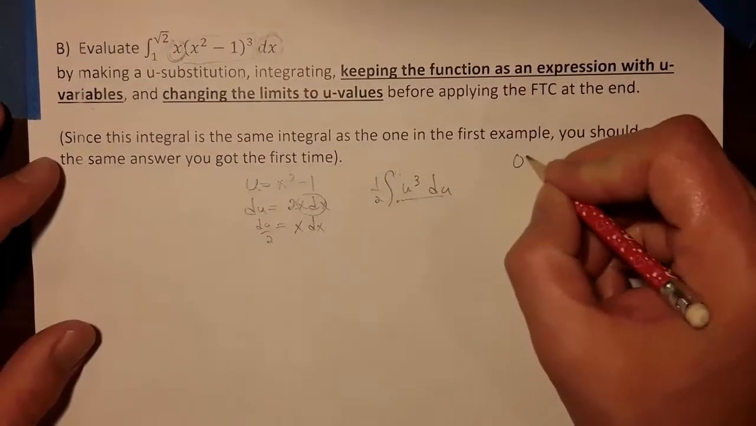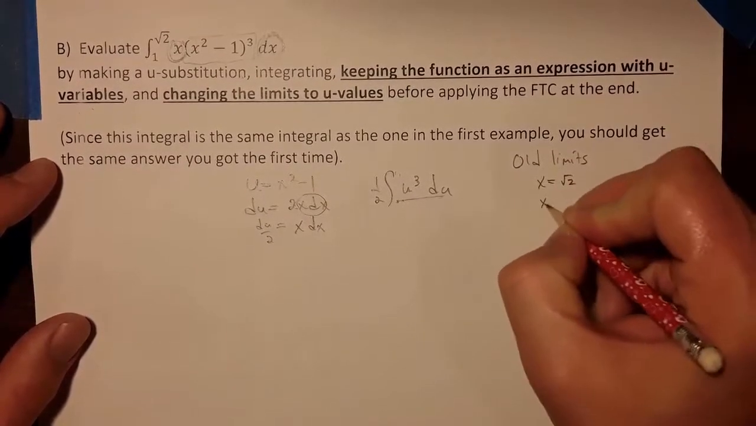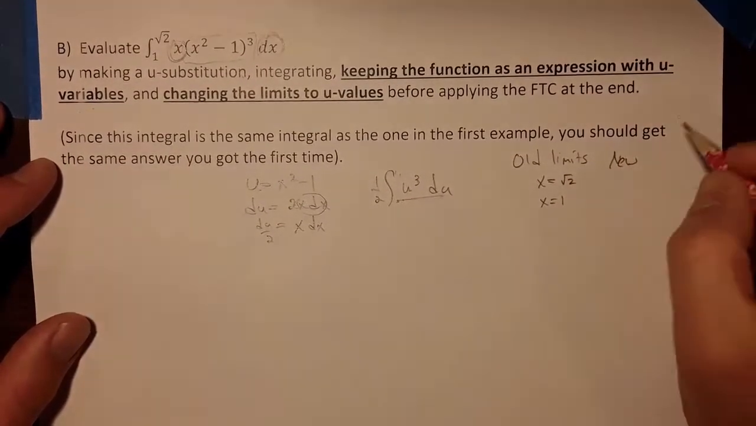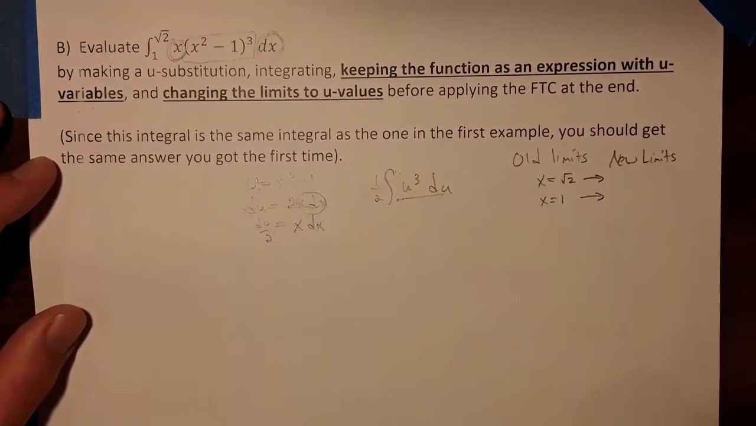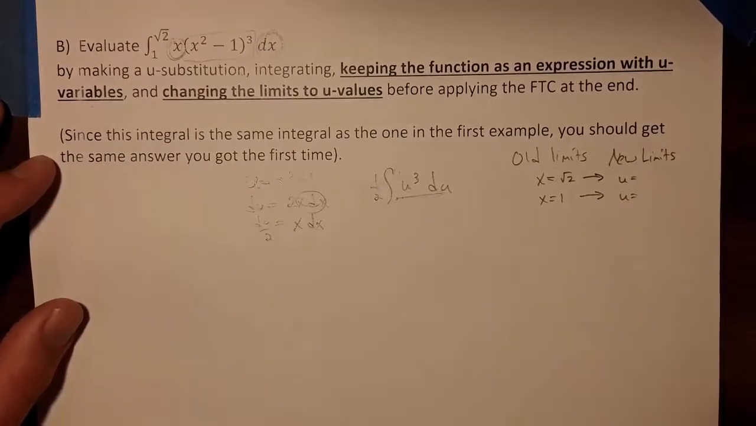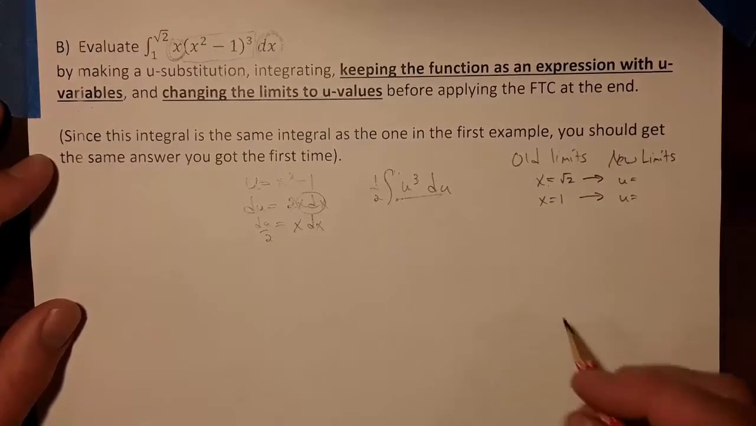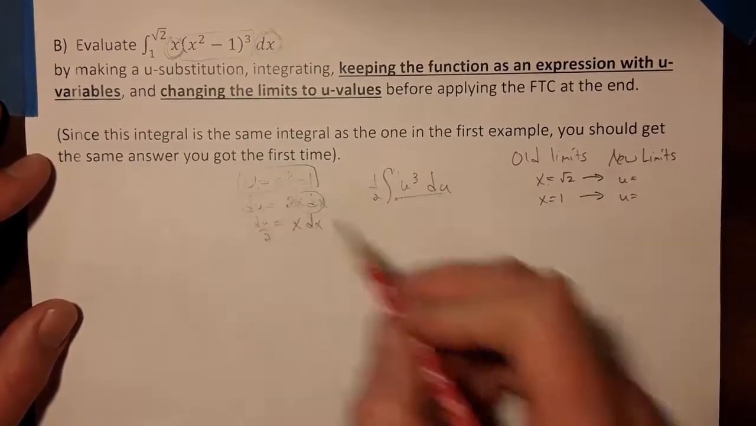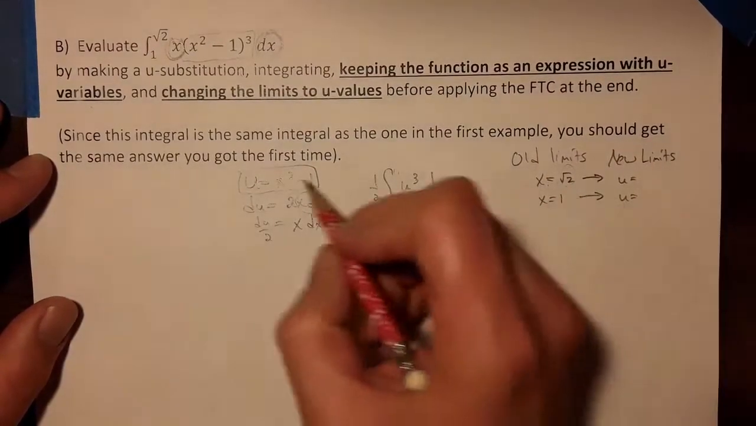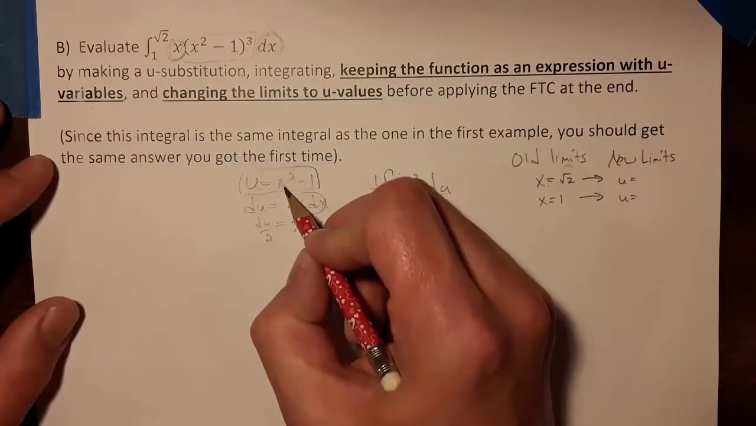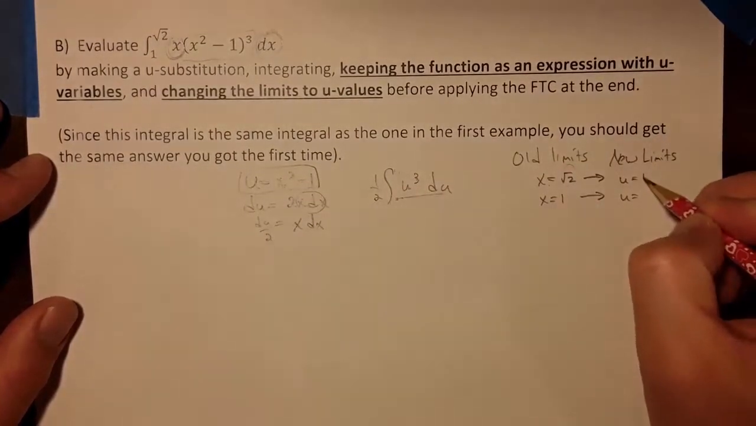So my old limits were x equals square root of 2 and x equals 1. My new limits are going to be u equals something and u equals something. To convert from x values into u values, I'm simply going to use the equation that bridges x and u together. So I'm going to take this old square root of 2 x value and plug it in for x here. I get square root of 2 squared, which is 2, minus 1 is 1.